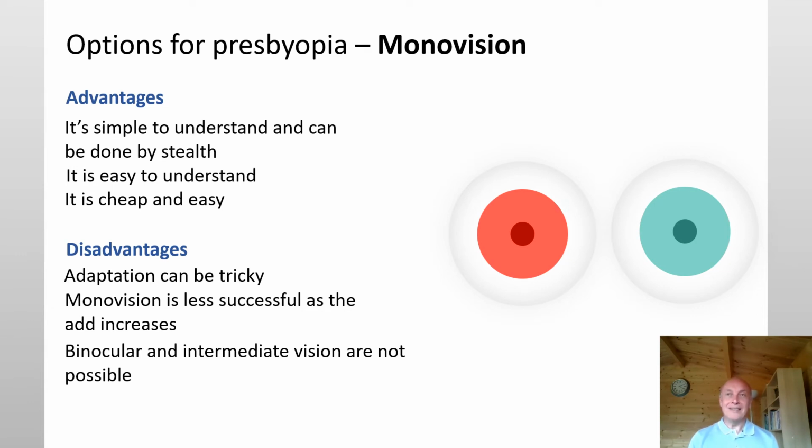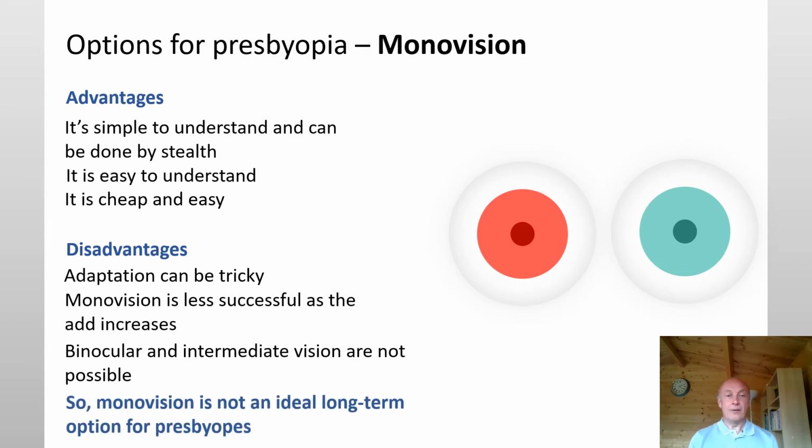Intermediate vision also tends to suffer with monovision. So we've got near vision, we've got distance, but nothing much in the middle. And this loss of binocularity can be quite disturbing for some patients and certainly make it difficult for them to drive, especially at night. So monovision is not an ideal option in the long term for presbyopic patients.